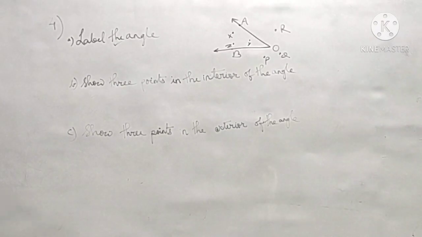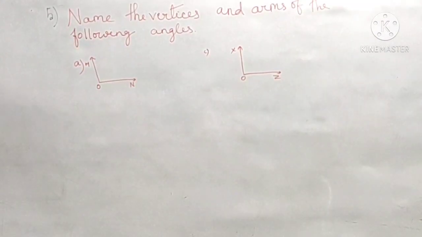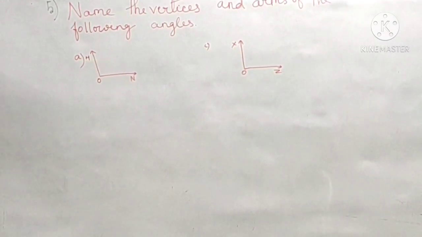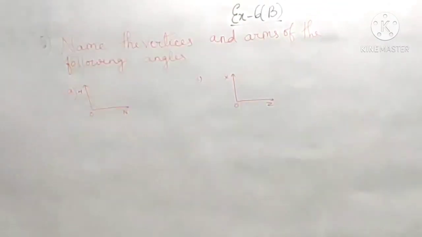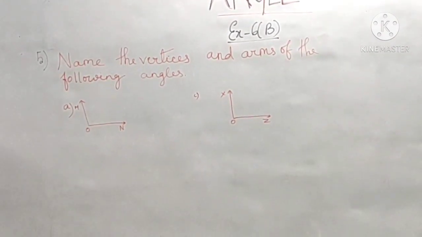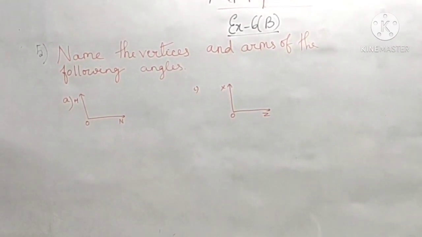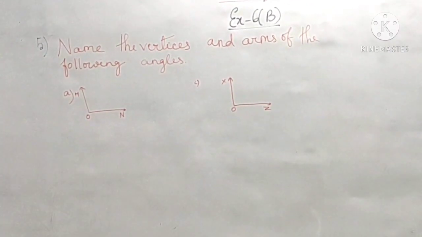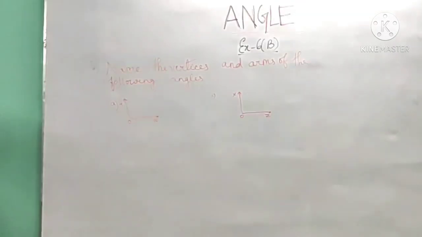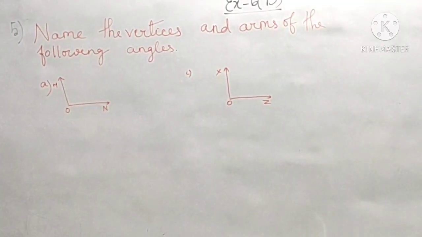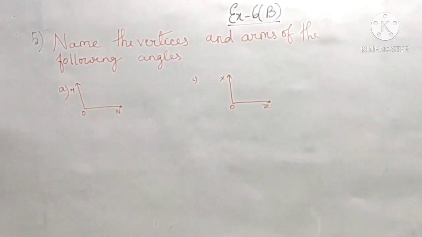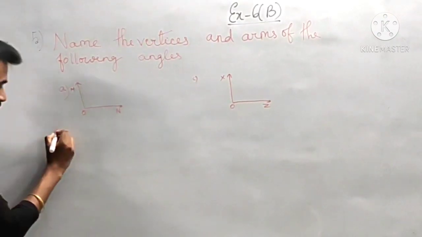Now we are going to question number 5. In question number 5, it says, name the vertices and arms of the following angles. Some of the angles are given here. I have chosen number A and number C. One more question is there in your book, question number B, that you will do by yourself. What do we have to write? We have to find the vertices. Vertices is the plural of vertex. We don't have to worry about it. Now, what are the vertices? So you see here.